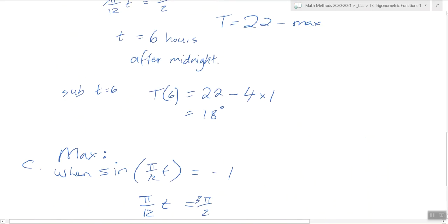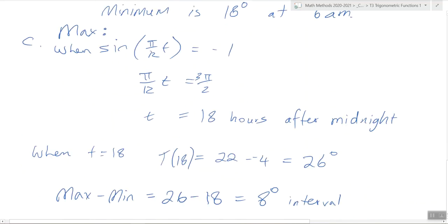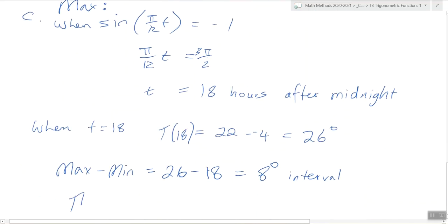Oh, I forgot to write a sentence. For the last one you should have written a sentence. Minimum at 6 a.m. The interval during the day.